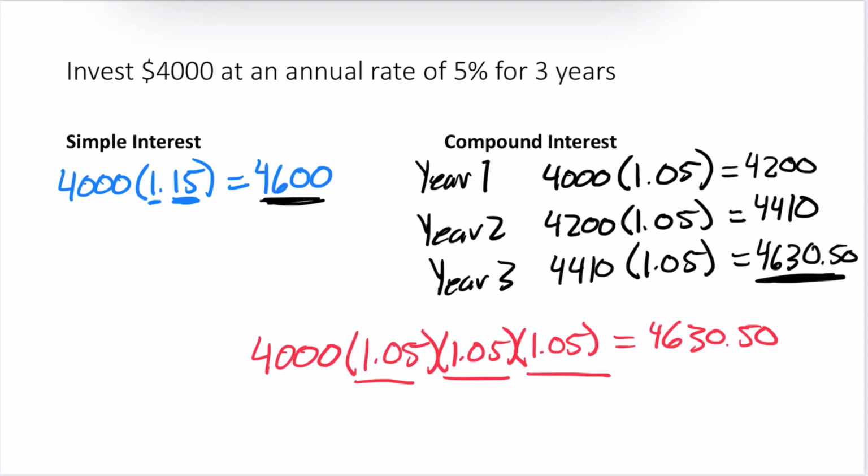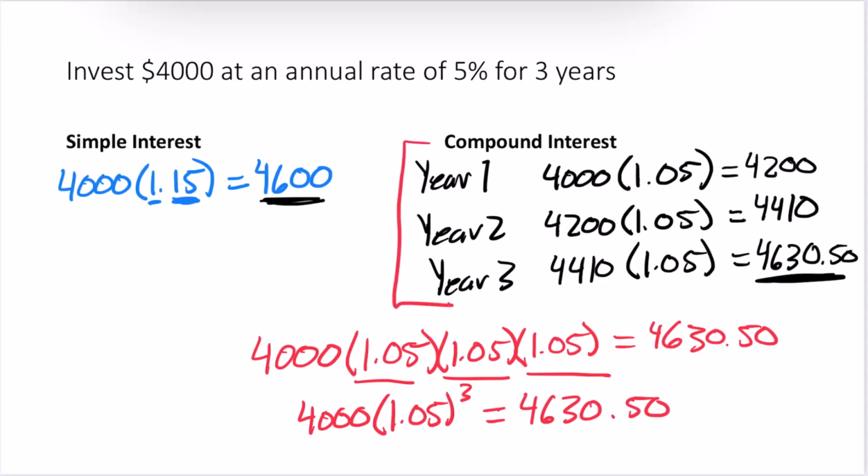So a shorter way to calculate this would be to do 4,000 times 105% raised to the third power, because we multiplied by 105% 3 times to get the amount by the end of year 3. That amount, if you were to calculate it in your calculator, would give you the exact same answer, and it's much faster than having to write out all of the steps like this.